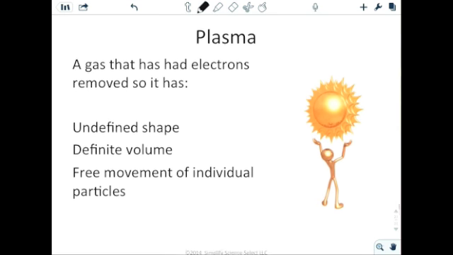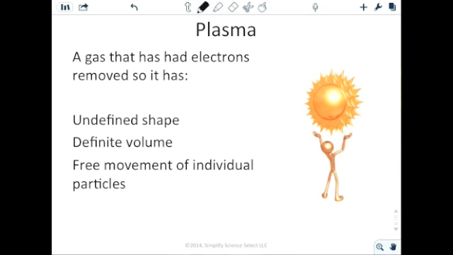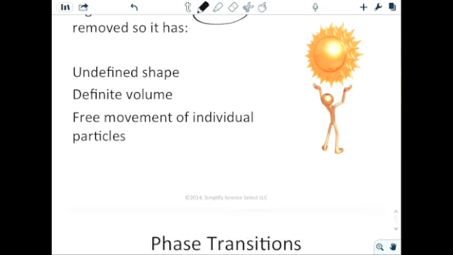Now, another form of matter that we have is plasma. A plasma is a gas that has the electrons removed, so it has an undefined shape but a definite volume. When we think of plasmas, we can think of particles in the sun. Basically there's free movement of individual particles, and when an electron has been removed, it has become ionized.